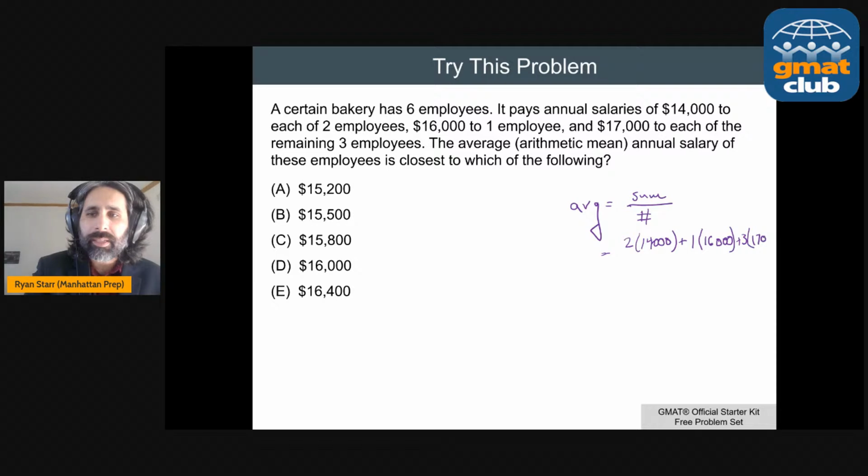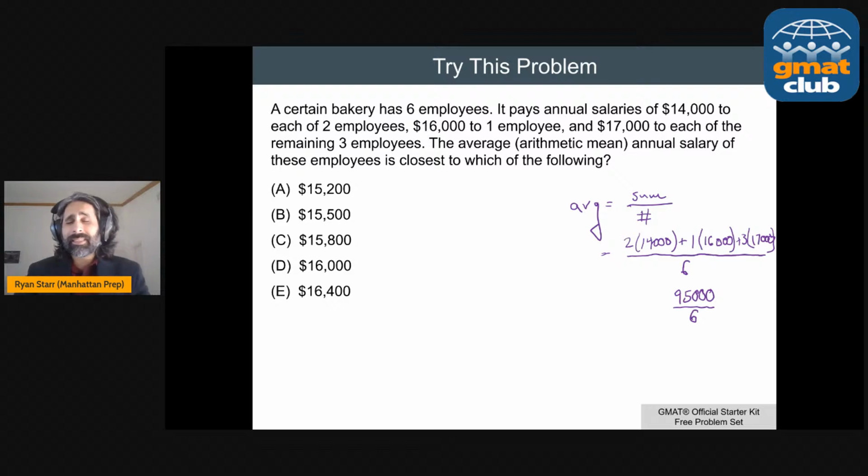Some calculations go into it. You get the total amount of salary and you divide that by 6. It's going to be 28,000 plus 16,000 brings you to 44,000, plus 3 times 17 is 51, so another 51,000, all of which brings you to about 95,000 on top. And dividing by 6 is pretty doable, especially if you're comfortable with the long division thing. You set up the 95,000, divide the 6 into the 9, and so on and so forth. And eventually it comes out to around 15,800.